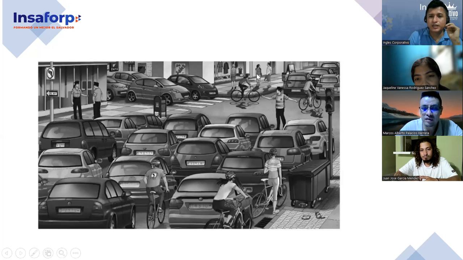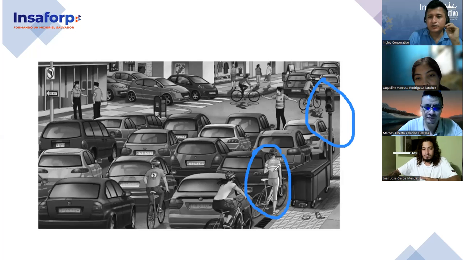Or you see here we have other objects like this one, right? You have these other objects here, so you can describe it. Yes, Jacqueline. So I don't know how to say it. Traffic light. I don't remember. Very good, Marcos. Ahí va, mire.